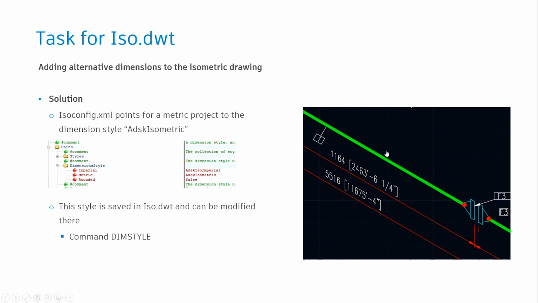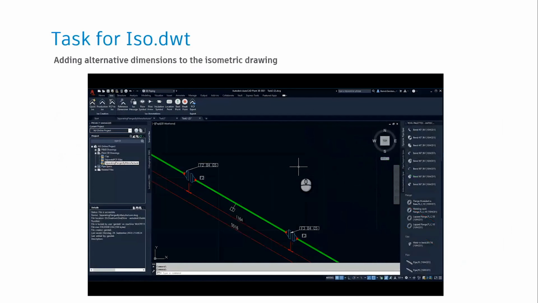If you're looking into the ISO config XML, you will find in node units dimension style that the metric projects are using the dimension style ADSK ISO metric, which is saved in the ISO DWT file, and it can be modified using the command dimstyle. Let us watch this short video.